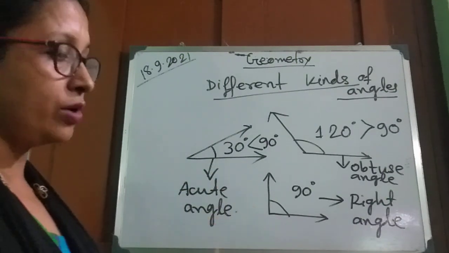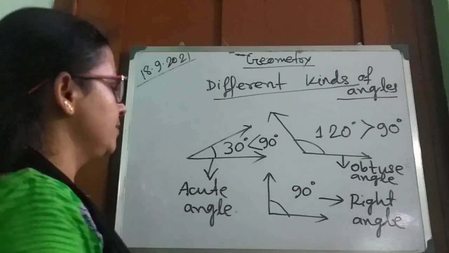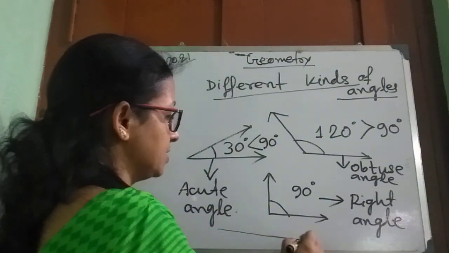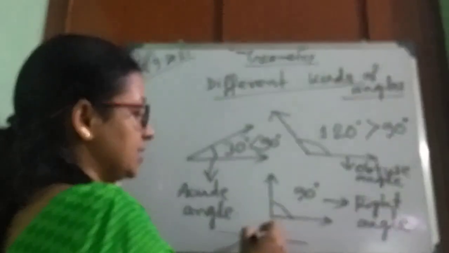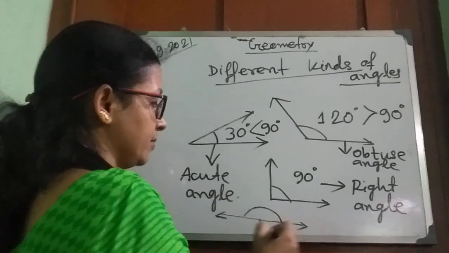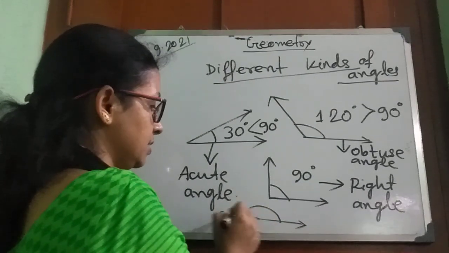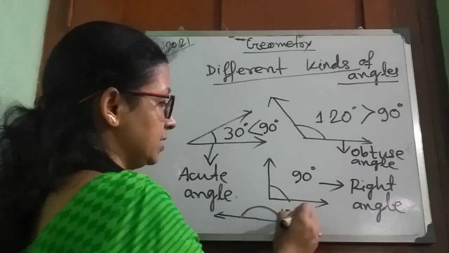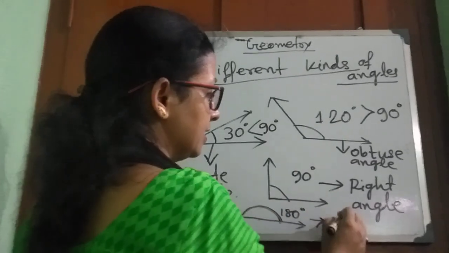One more angle is there. Like if there is given one straight line segment, and two rays in this way are making this type of angle, that time its value is 180 degree. It is called a straight angle.